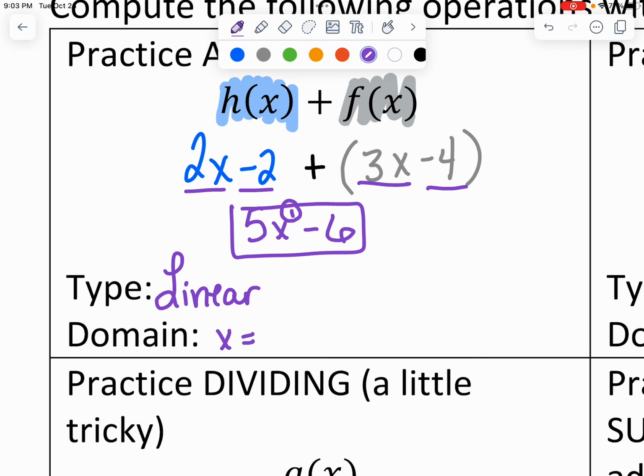X is... Domain of all... Don't tell me. I won't tell you. I don't know. I have no idea. What is that? Oh, that's all real numbers, because it goes forever left and forever right.